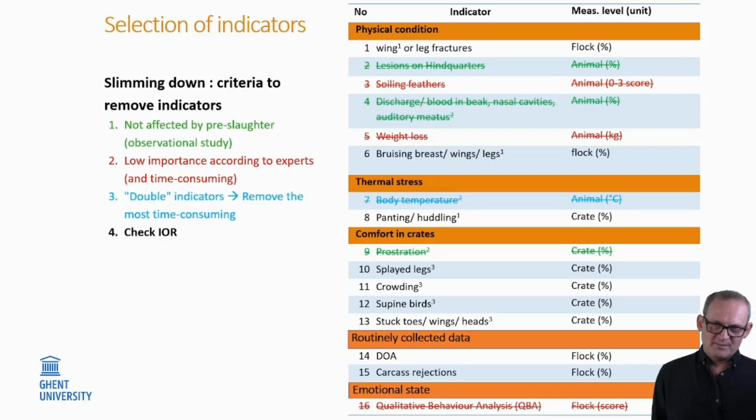A fourth important criterion is what is called the inter-observer reliability. That is because it's important that if different auditors would assess pre-slaughter welfare of broiler chickens on the same flock of animals, they should get the same result. So it should be reliable between different types of auditors.